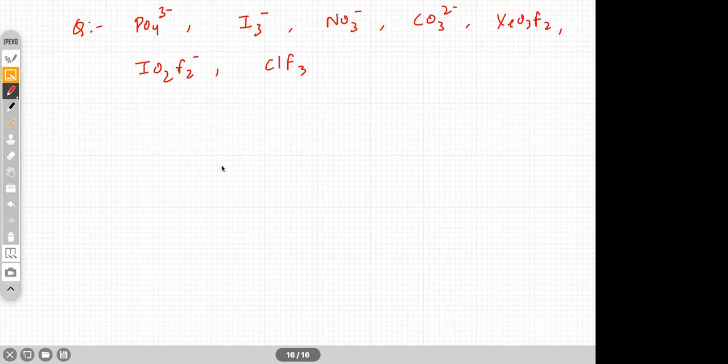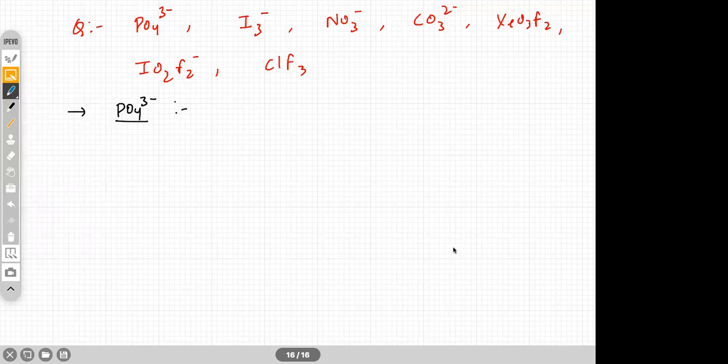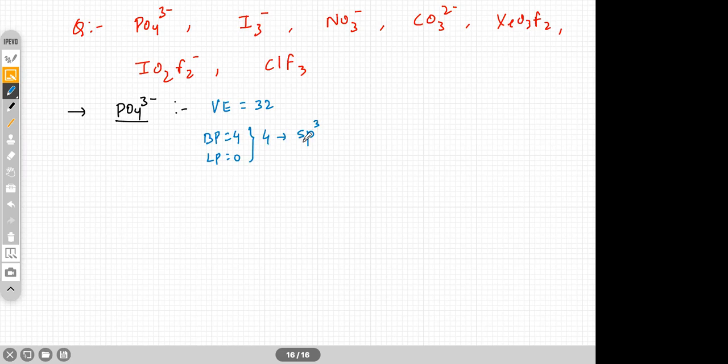So the first one is PO4 3 minus. We'll find out the valence electrons. Tell me the valence electrons here. How many valence electrons do we have? It is 32. I'm trusting you, I'm not calculating this. So the number of bond pairs is 4, the number of lone pairs is 0. Steric number is 4. Hybridization is sp3. With sp3 hybridization, geometry and shape both are tetrahedral because the lone pair is 0.